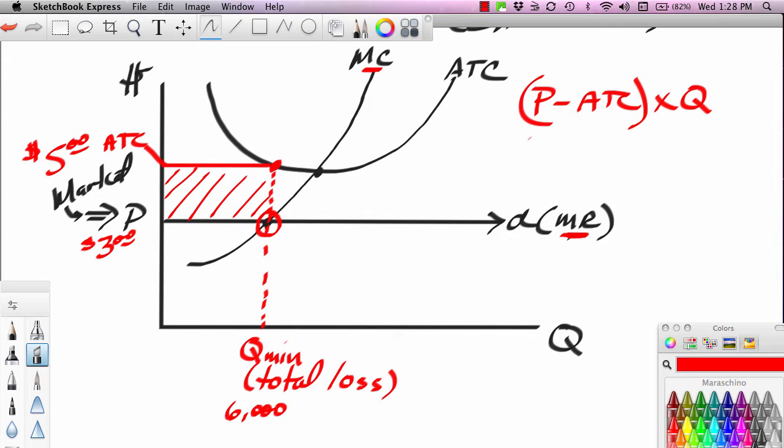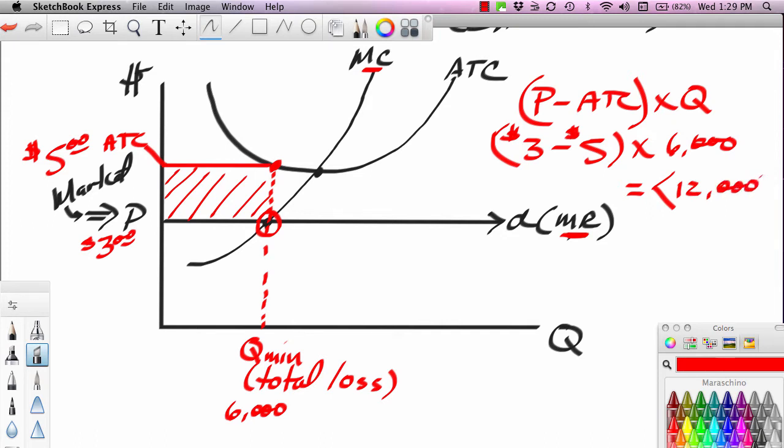So let's plug our numbers in. $3 minus what? Minus $5. Average loss of $2 times what? Times 6,000 units equals a total loss, I'll put it in brackets, of what? Of $12,000. So this is a $12,000 loss. So this firm is going to lose money no matter where it operates under these conditions.